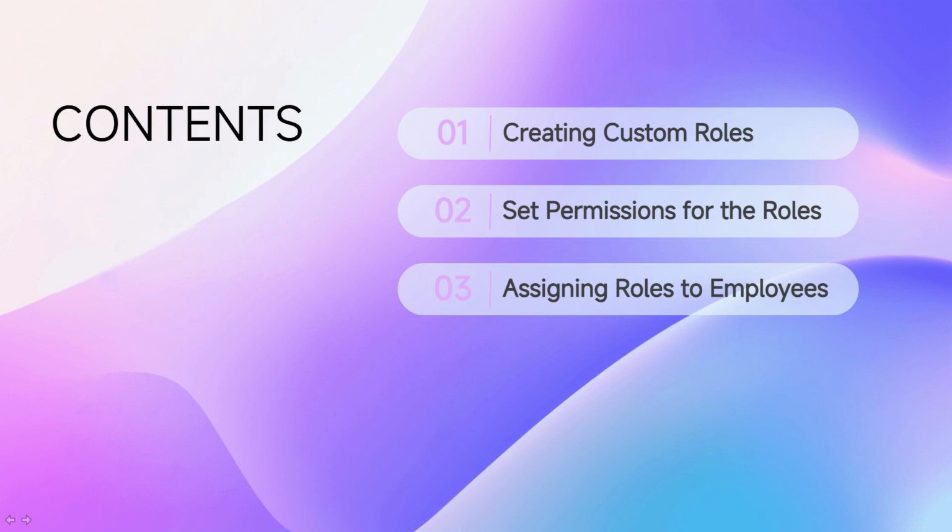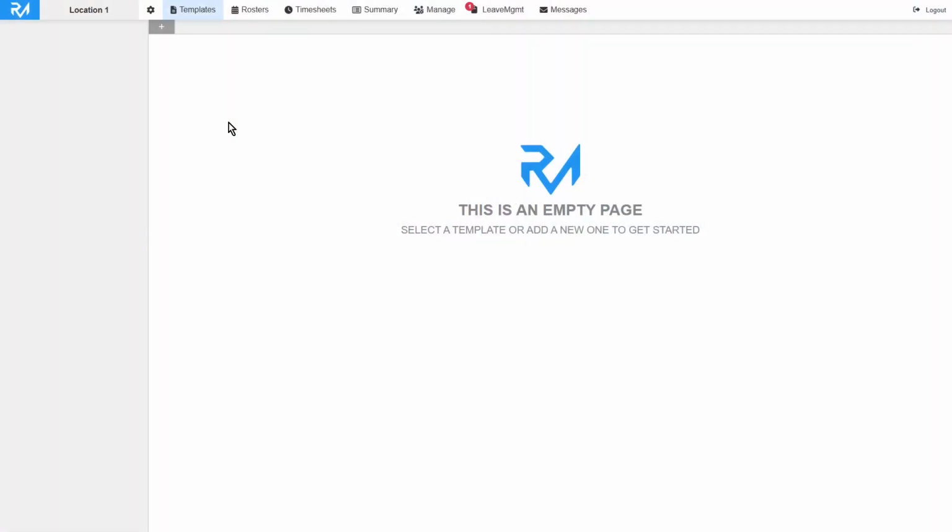In this tutorial, we are going to look over roles and permissions in RosterMate, how to create custom roles, choose what each role can access, and assign those roles to your staff. To create a role, first head into the Settings tab.